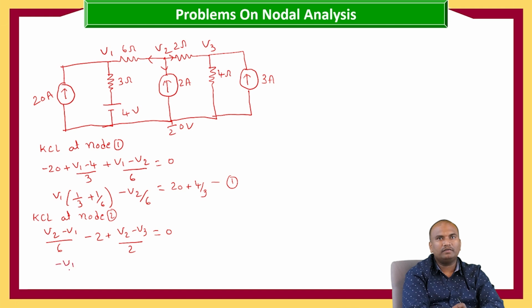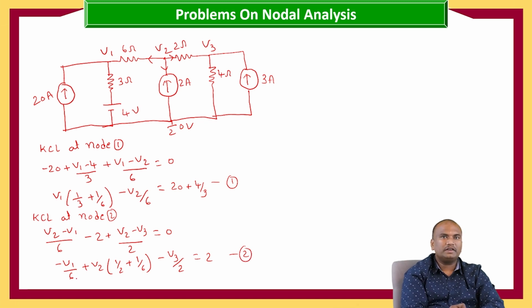Here it is minus V1 by 6 plus V2 into (1 by 2 plus 1 by 6) minus V3 by 2 equals 2. This is our equation number 2. This is our second equation.